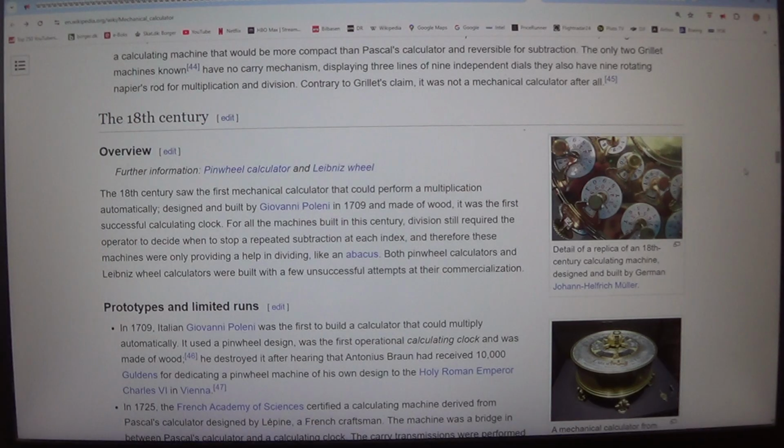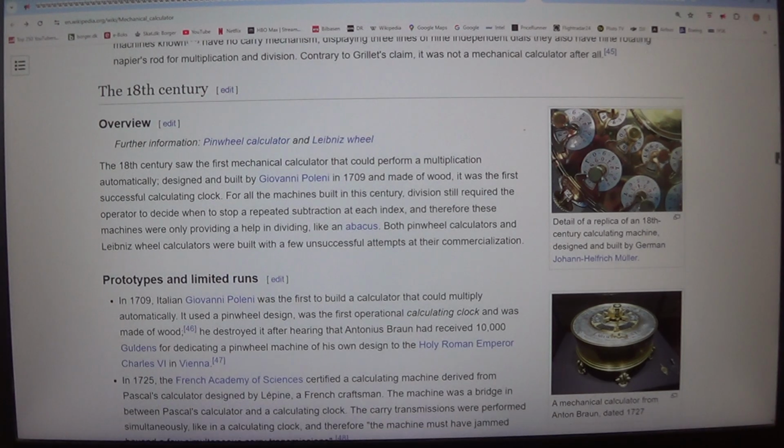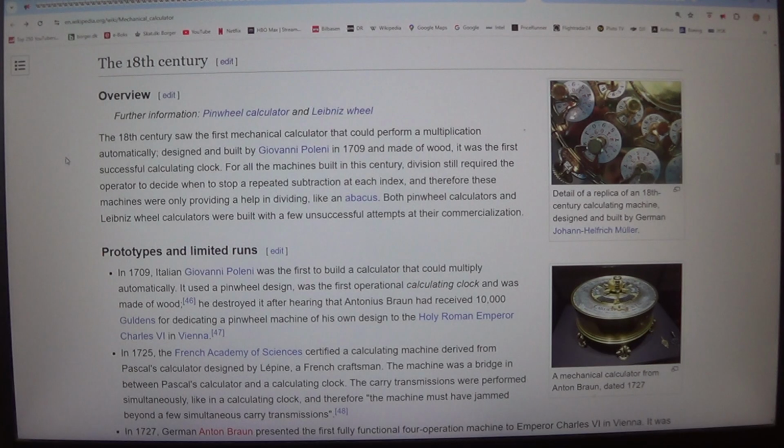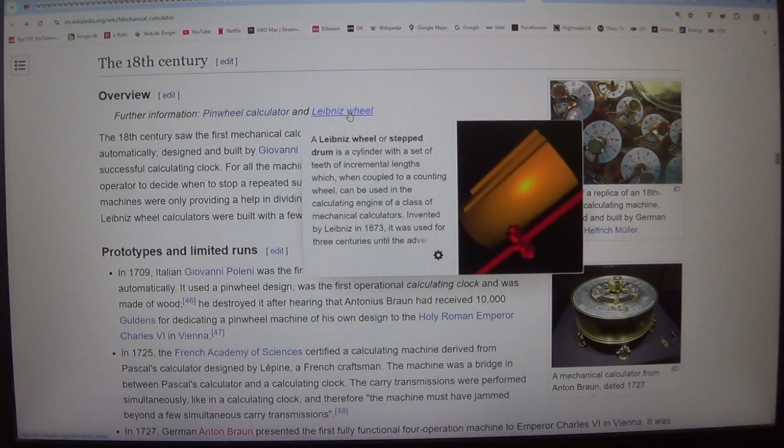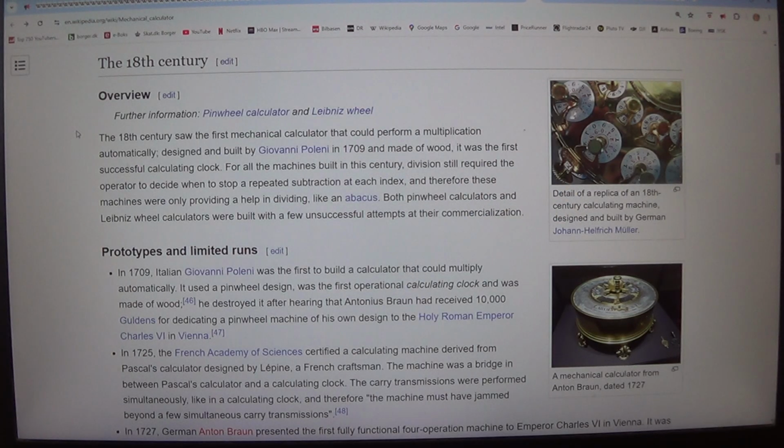The 18th century. Overview. Further information: pinwheel calculator and Leibniz wheel. The 18th century saw the first mechanical calculator that could perform a multiplication automatically.